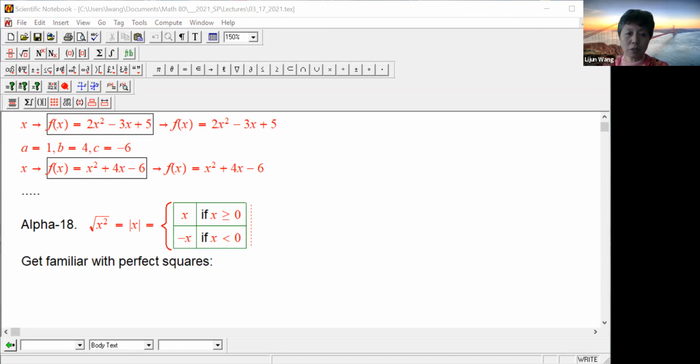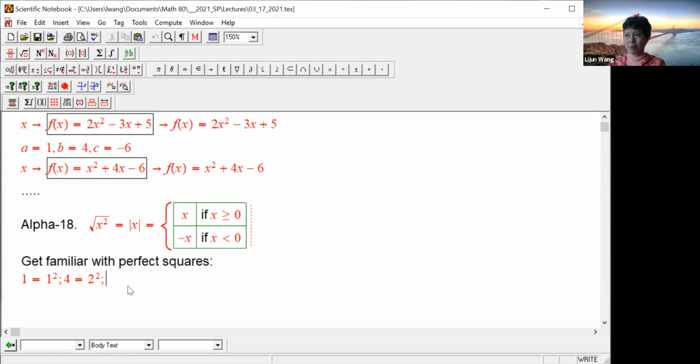Can you guys say the words perfect squares? What is a perfect square? Well, 1 is a perfect square because 1 can be written as what? 1 squared. Right? That's called a perfect square. 4 is a perfect square because 4 can be written as 2 squared. Right? What else is a perfect square?